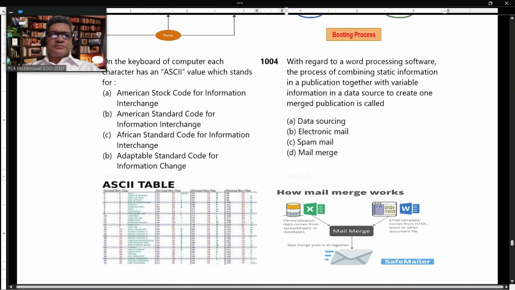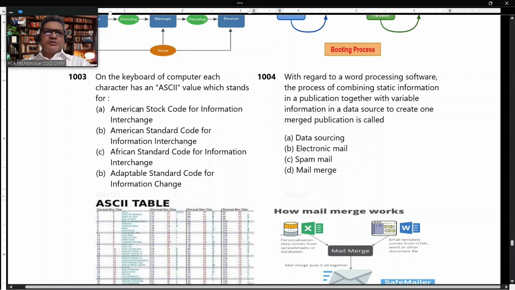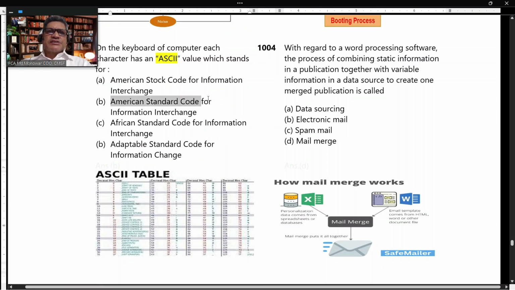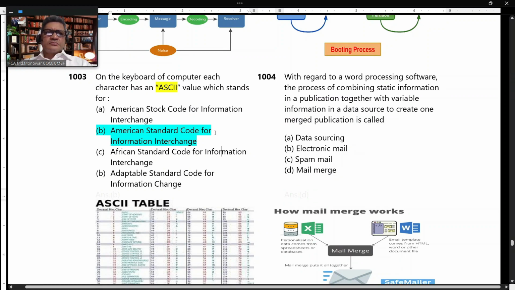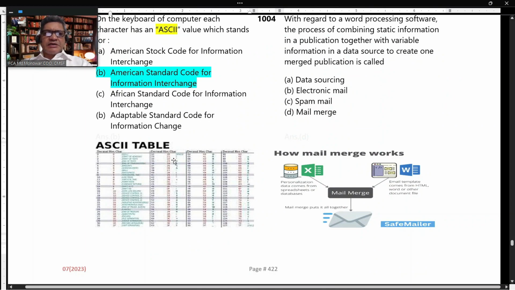Number 3, each character on the keyboard of a computer has an ASCII value, which stands for, what is the meaning of ASCII? American Standard Code for Information Interchange. Your answer is B. So ASCII means American Standard Code for Information Interchange. This is the ASCII table.